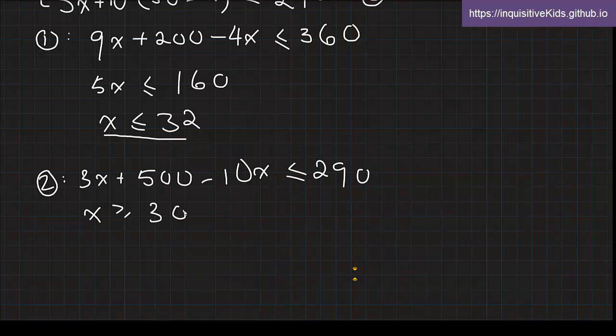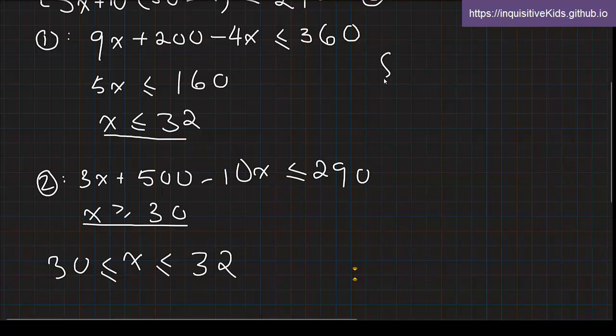So now what we have is, let's first combine these two. So x is less than or equal to 32, but it has to be greater than or equal to 30. And we know it has to be a natural number because it doesn't make sense to have a fractional part for x. So x has to be greater than or equal to 30 and less than or equal to 32. So now everything is much clearer. X can be 30, 31, or 32. So it can actually be all of these answers.